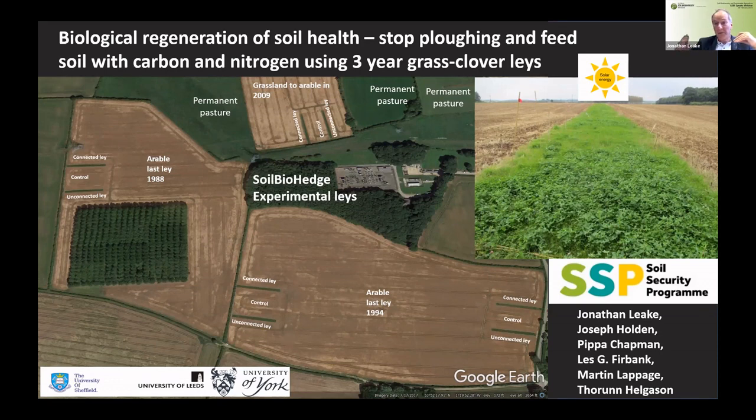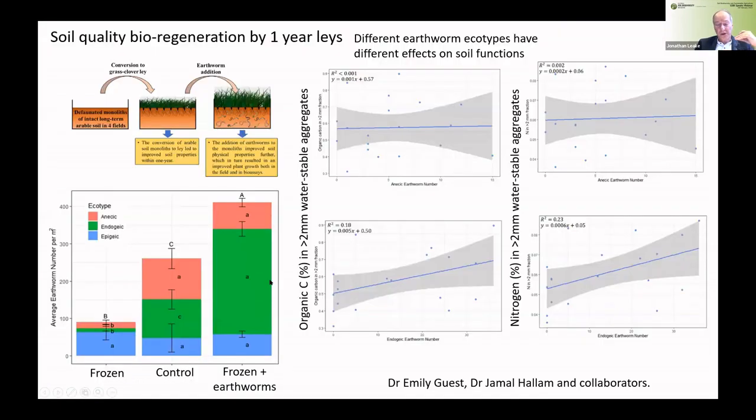So this is what our system looked like, as I say, and then we also conducted more detailed experiments within this system. So we actually dug up blocks of soil, shoved them in a deep freezer to try and eliminate, or largely eliminate, earthworms, put those blocks of soil back in the field, sow them with grass and clover, and then some of them we added earthworms to augment the earthworm population. So we had controls that we didn't freeze. And so the frozen samples got a few earthworms in over time, but not very many.